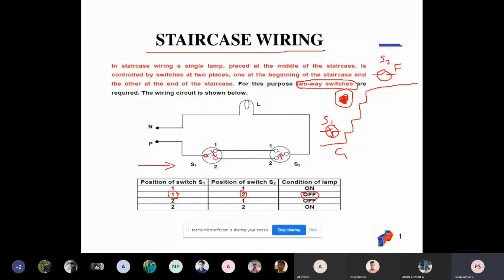Suppose a person comes and wants to use the staircase. Automatically what will happen? He will move switch 1 to position 2. Because he is making it position 2, which is already closed, the circuit will be closed. So the lamp will be glowing. The circuit is closed and it is glowing.